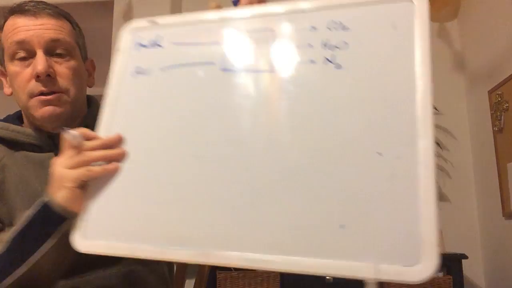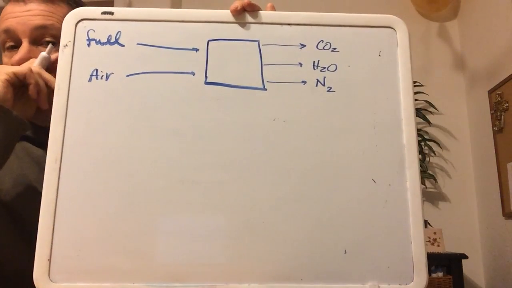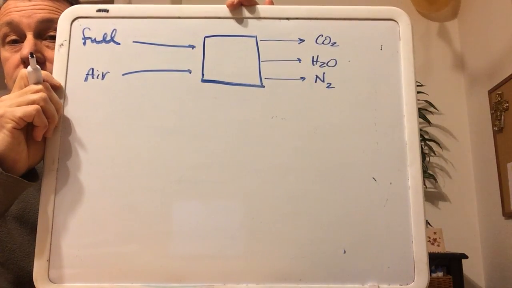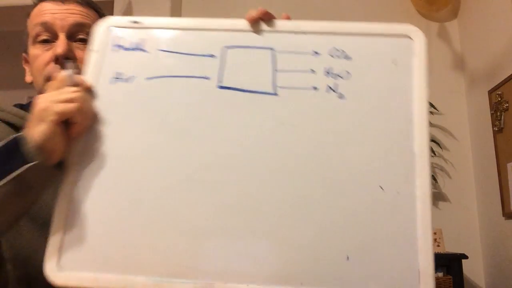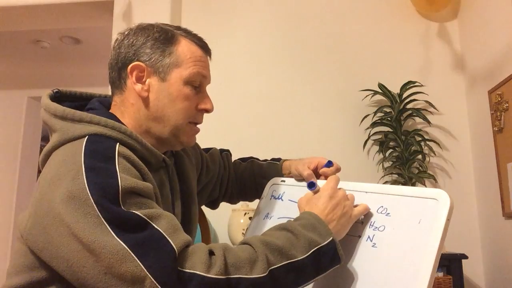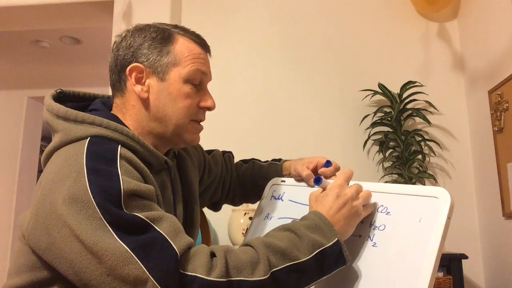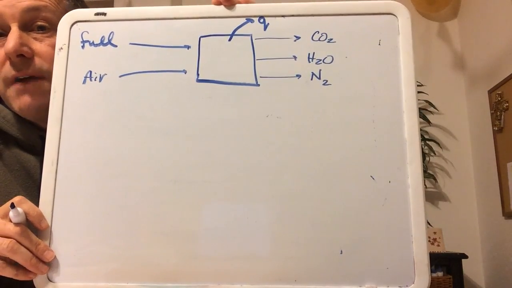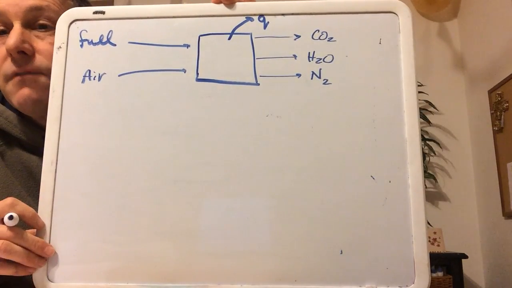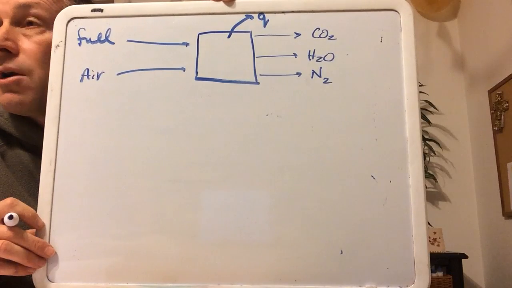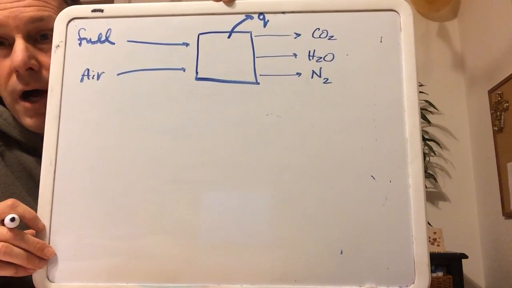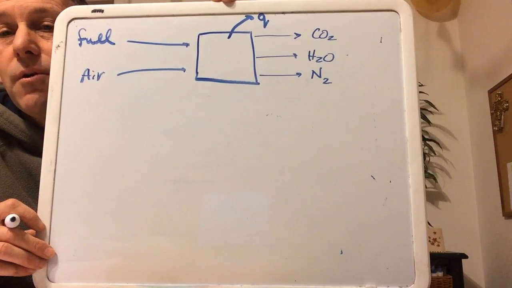And earlier in the semester, when we were working on this, our goal was to figure out how much heat gets released in that reaction. So that could be represented by some sort of heat coming out. And obviously we want as much heat as possible. If we have a good reaction, we get a lot of heat for a little bit of fuel, and we're on our way towards running a turbine or heating some water or doing something else that's important.